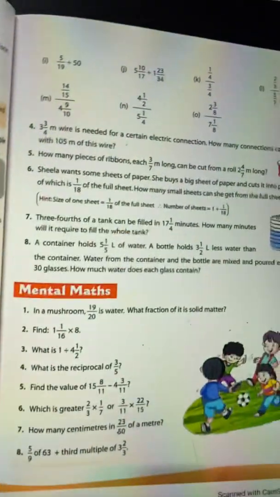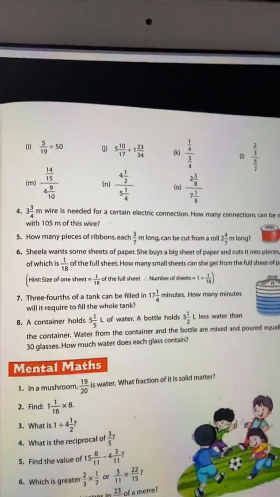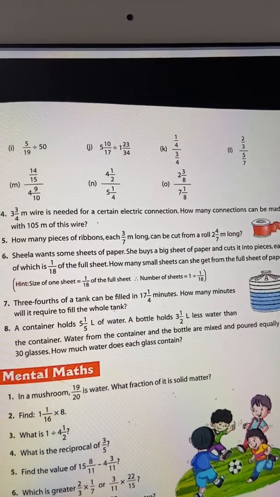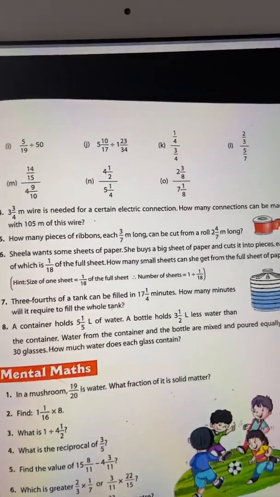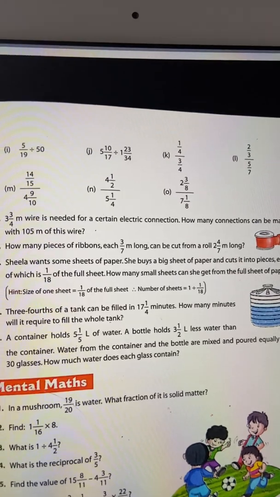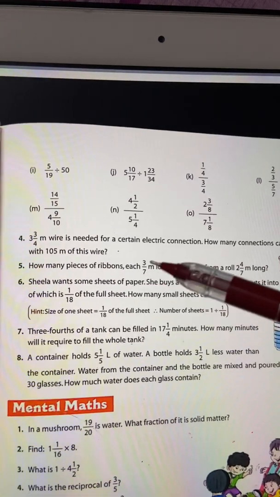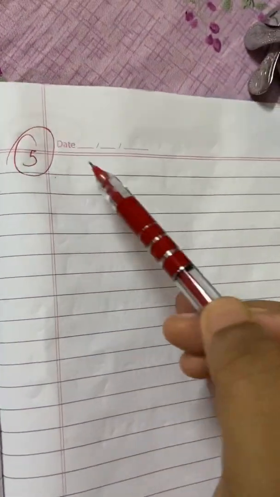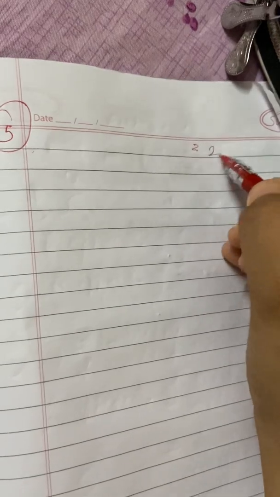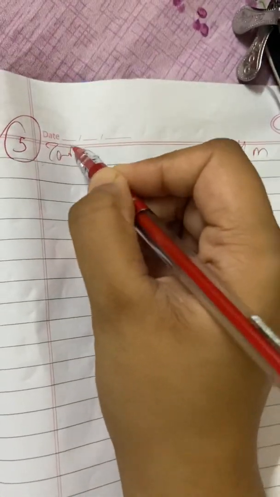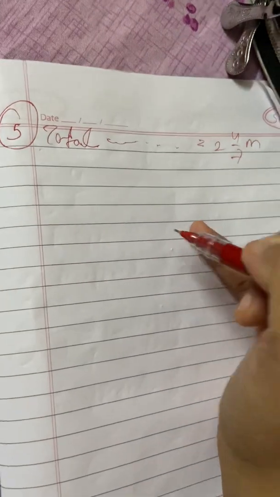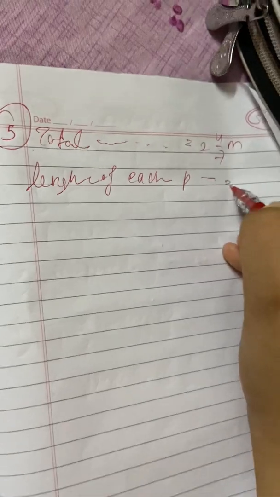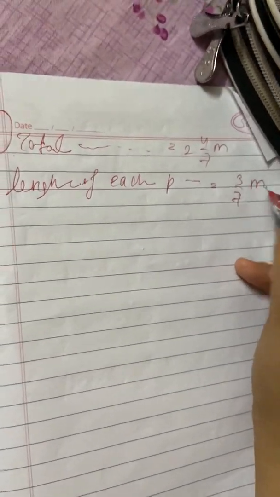Fifth question. How many pieces of ribbons, each this long, can be cut from a roll of 2 4 by 7 meter long? So here also you know the total length is 2 4 by 7 meter long. And length of each piece is 3 by 7. So how will you write the statement? First statement will be total length of ribbon equals 2 4 by 7 meter. Then you will write length of each piece equals 3 by 7 meter.